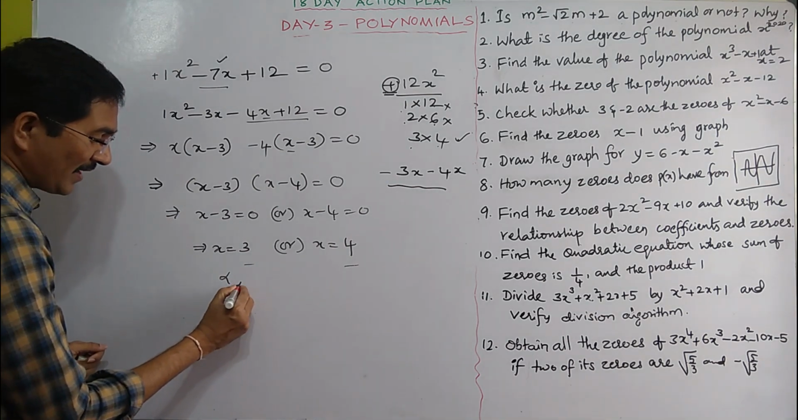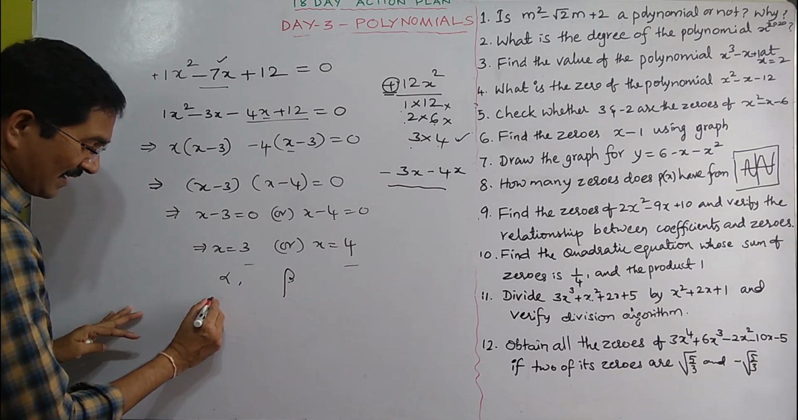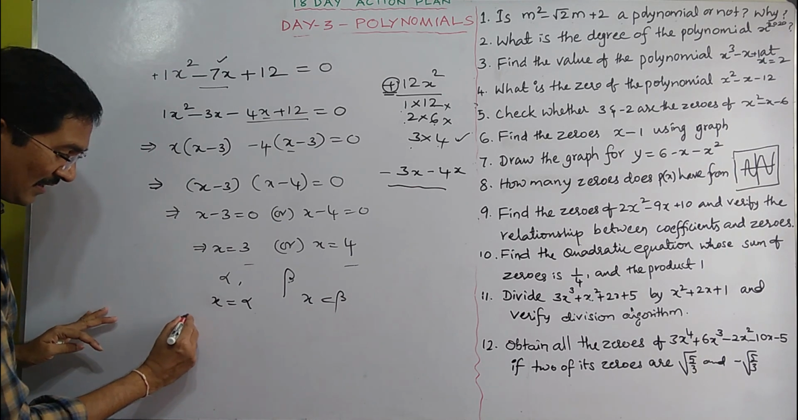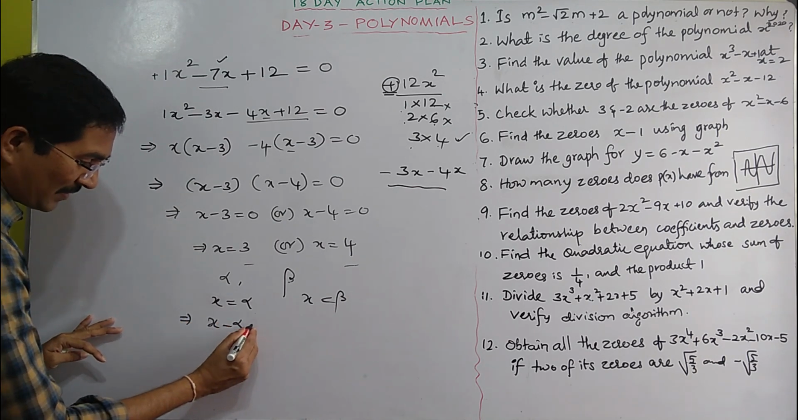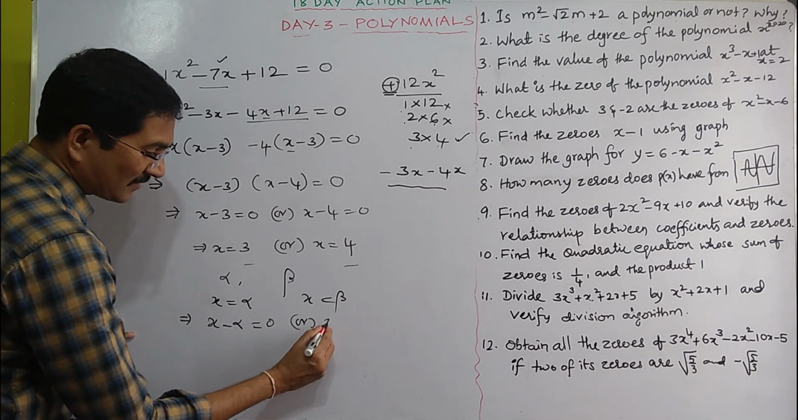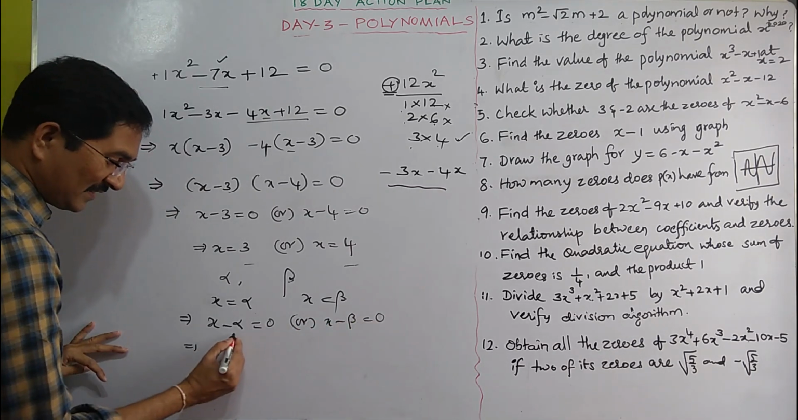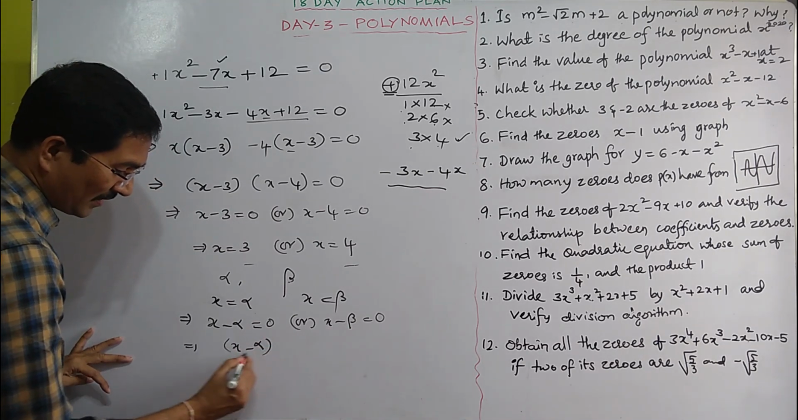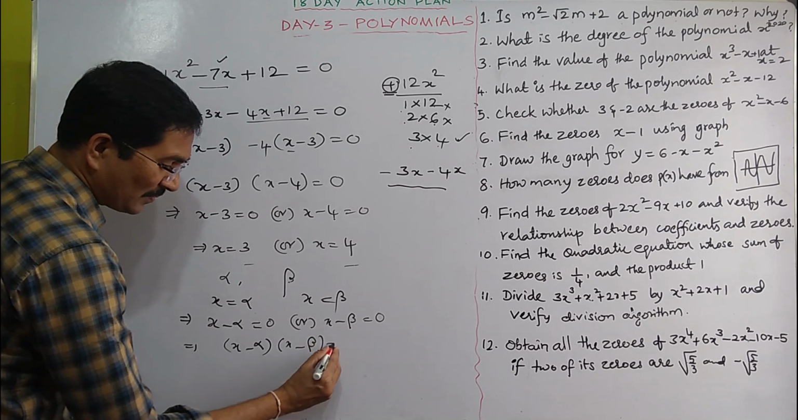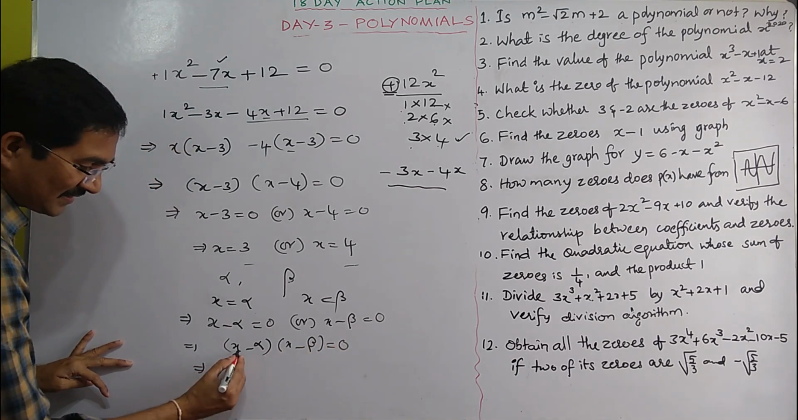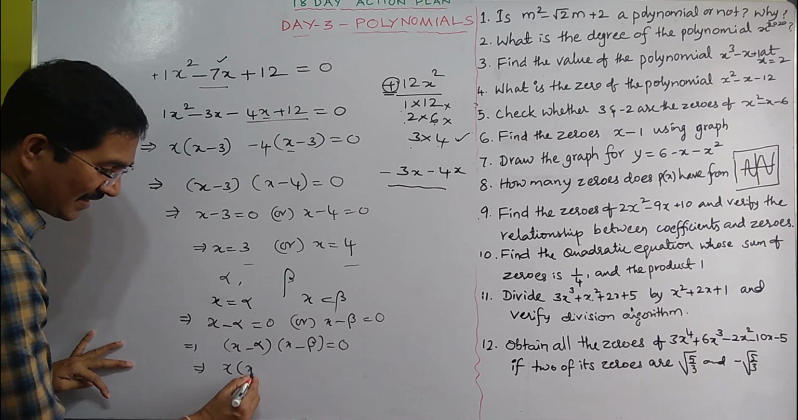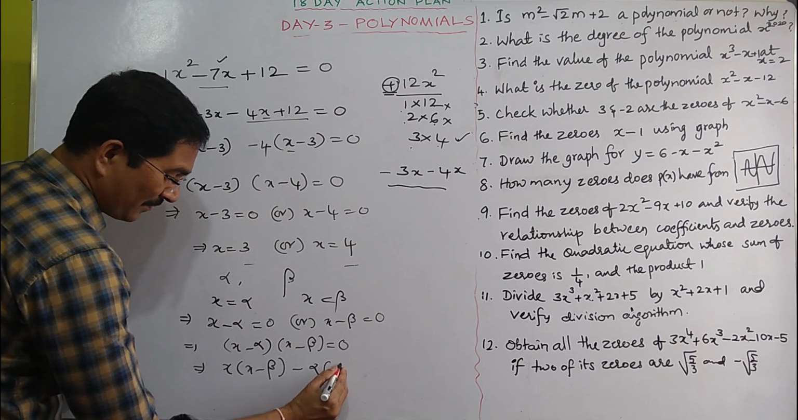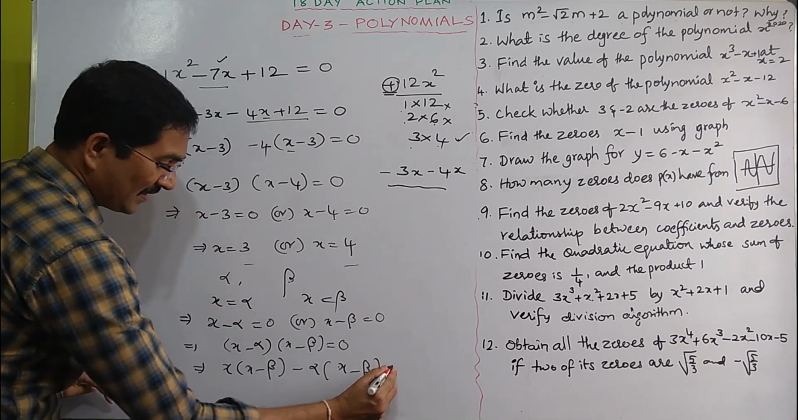For example, if alpha and beta are two zeros, that means x is equal to alpha and x is equal to beta. In this case, x minus alpha becomes 0 or x minus beta becomes 0. If this is 0 or this is 0, if you multiply them also it will be 0. So (x minus alpha) into (x minus beta) will be 0. Then you can multiply it like this: x minus alpha, multiplied by x minus beta, is equal to 0.